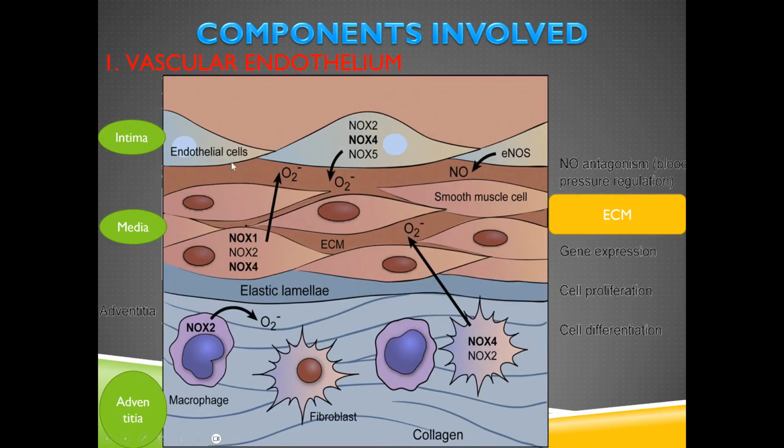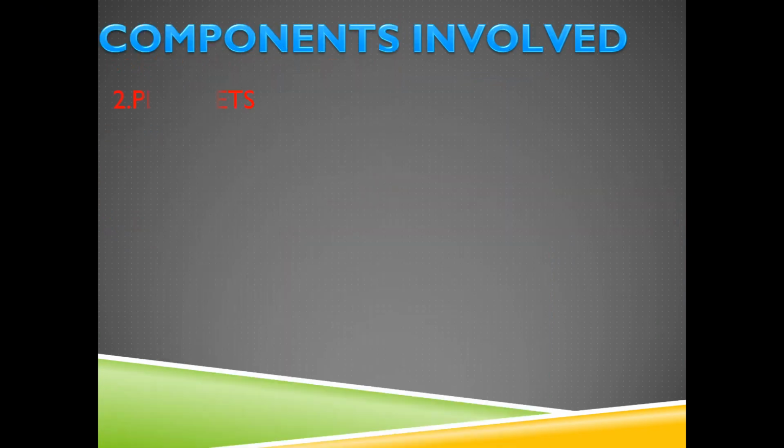The endothelial cells are there, the nitric oxide which is affecting that, the extracellular matrix which will get exposed if there is a discontinuity in the endothelial cell layer, and there are elastic laminae, and nitric oxide producing macrophages, fibroblasts, etc. are all present. So this is the first component which is involved.